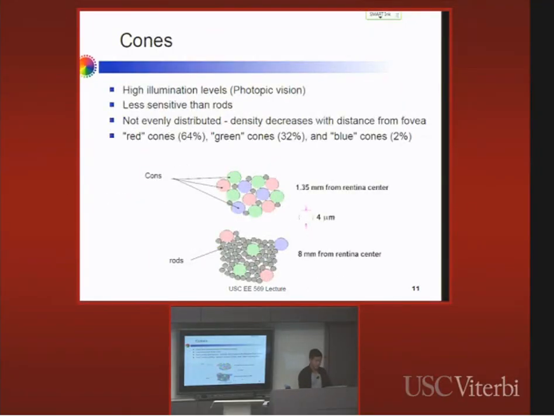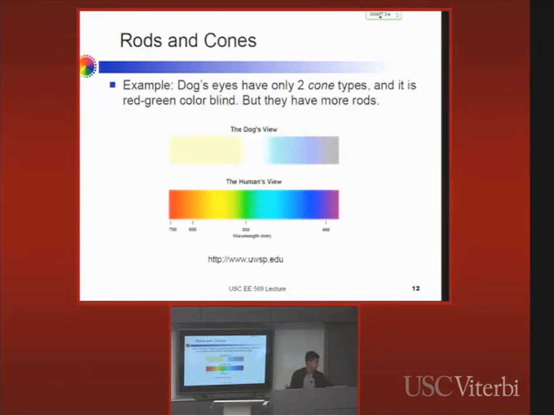As we said, the cones are less sensitive than the rods, and they're mostly in charge of sensing the colors, but they're actually not evenly distributed in the retina. So as you can see, depending on the distance from the retina center, the distribution of all three types of cones, red, green, and blue, is different. When it's closer to the center, you can see more green and more blue cones, whereas when it's far away from the retina center, you can see that there are actually more red cones.